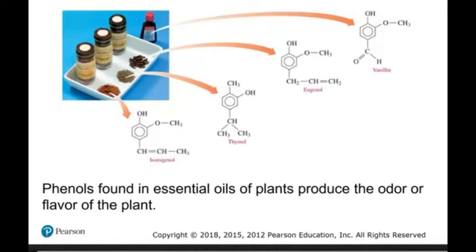Different essential oils, different smelly stuff. Vanillin. I have no idea what it is. Thymol, probably from thyme. Eugenol, I cannot see from what. Isoeugenol, some spices. They're smelly. Okay.